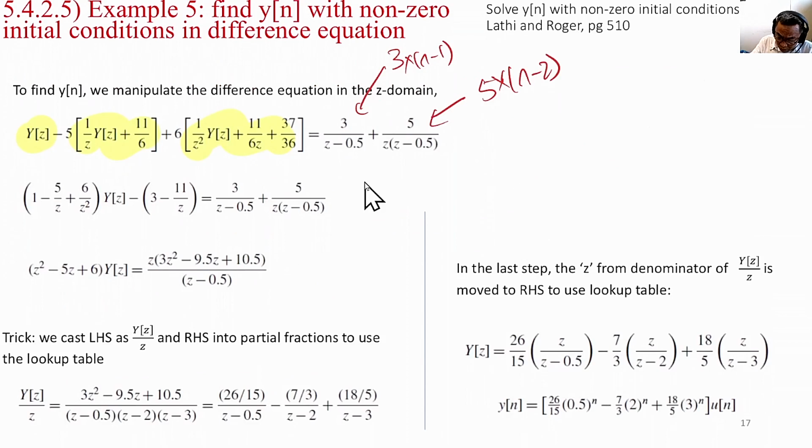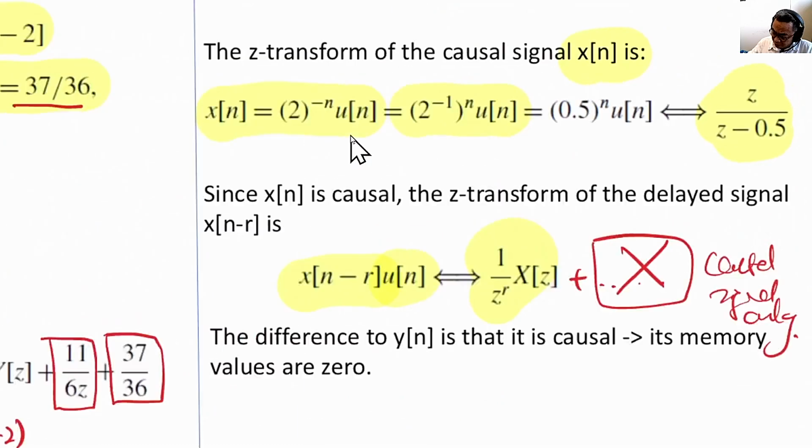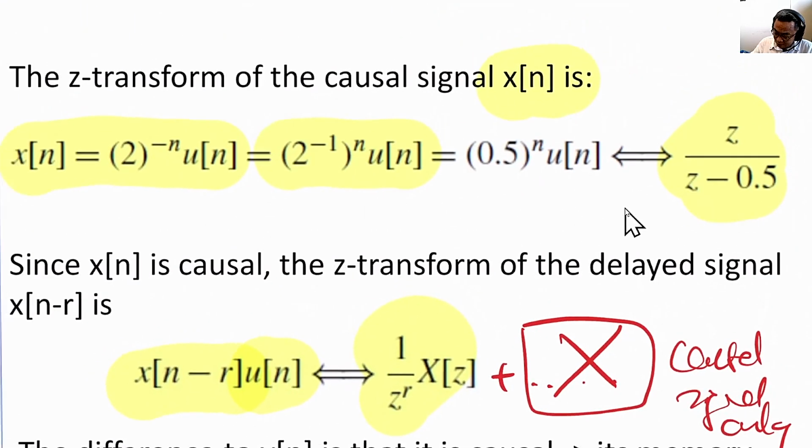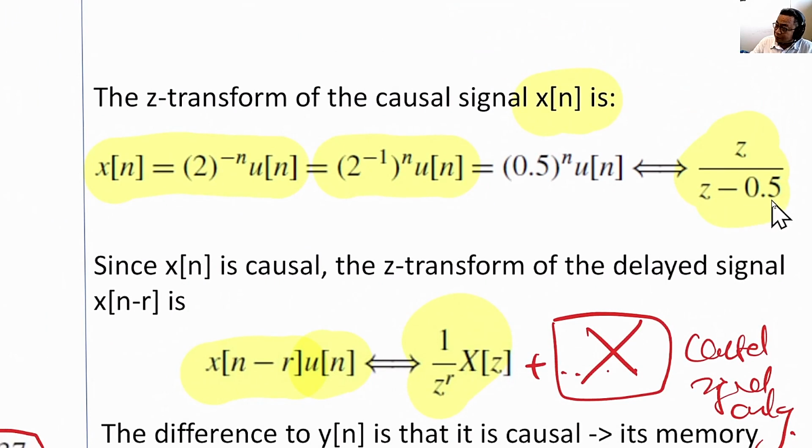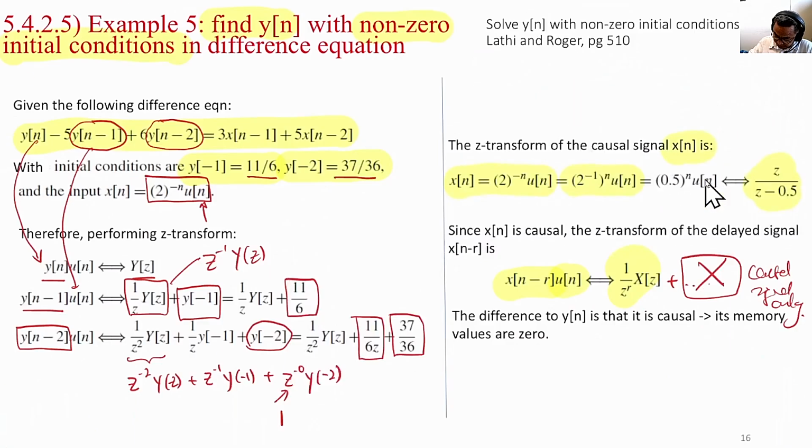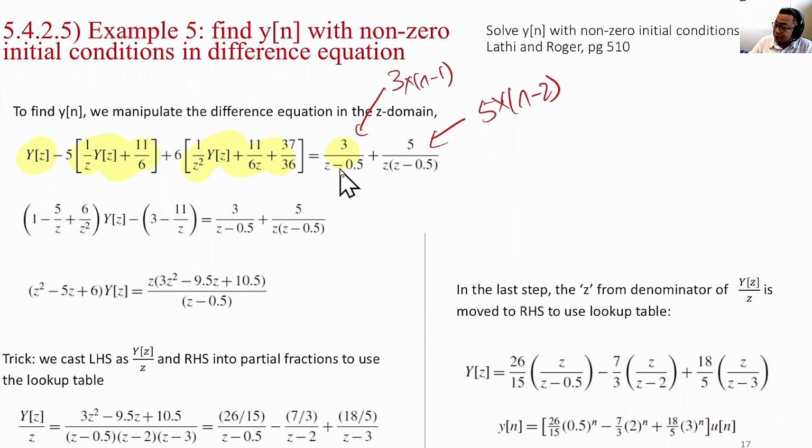Now look at this equation carefully. This is 3 over z minus 0.5. The numerator z is gone. Look at this expression of x[n]. It is z over z minus 0.5. The z transform of x[n] is z over z minus 0.5. If delayed by 1, then it is 1 over z times this. So the numerator z is gone in this expression here. And this is x[n-2], so we introduce a 1 over z again for this expression. The 5 comes from the constant multiplied by x[n-2]. Alright.